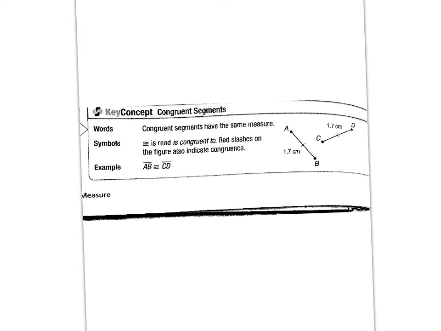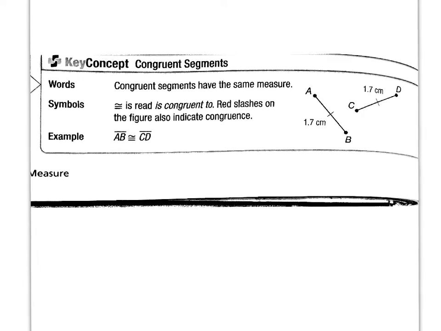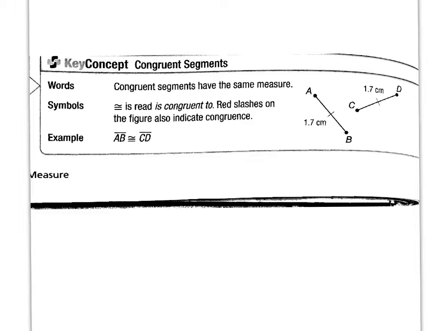Okay, so now we're in Chapter 1, Lesson 2, and this one's really short. All we're talking about here is congruence. Now, one thing to denote here, there is a difference between congruent and equal. Whenever we're talking about congruent, we're talking about the shape. So segment AB and segment CD are congruent. The shapes are congruent. Now, why are they congruent?